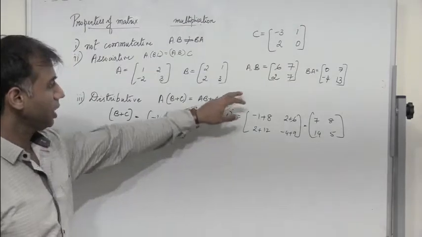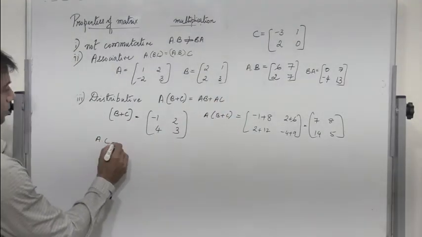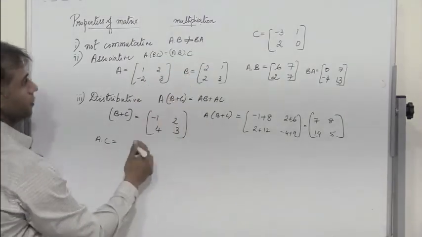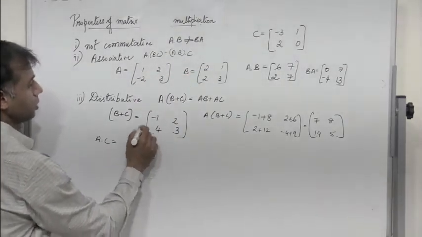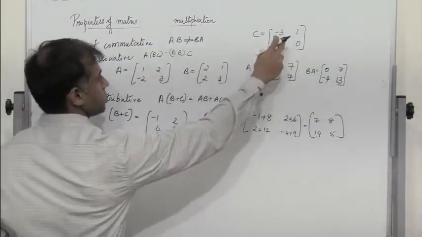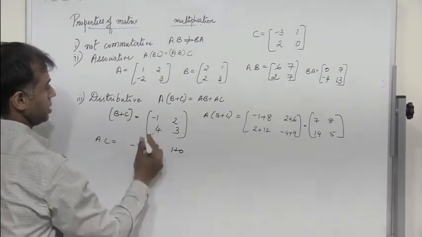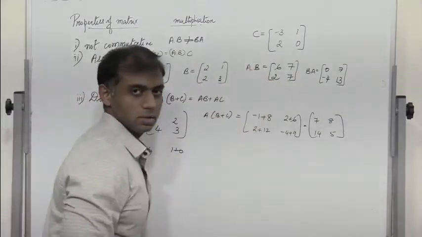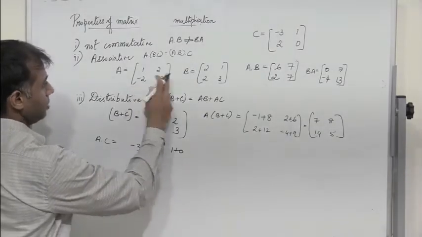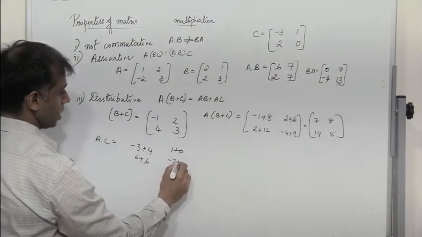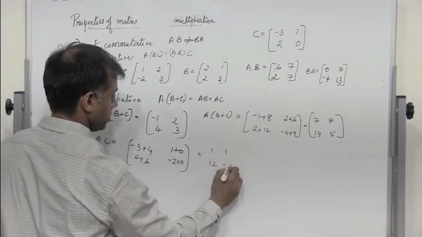Now we already have AB, so let me do AC. Matrix A into C. So first row into first column is minus 3 plus 4. Next, first row into second column is 1 plus 0. Next, A into C, minus 2 into minus 3 is 6. 6 plus 6, and then minus 2 into 1 is minus 2 plus 0. So we get 1, 1, 12, minus 2.